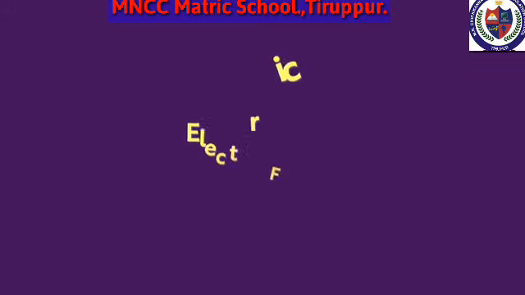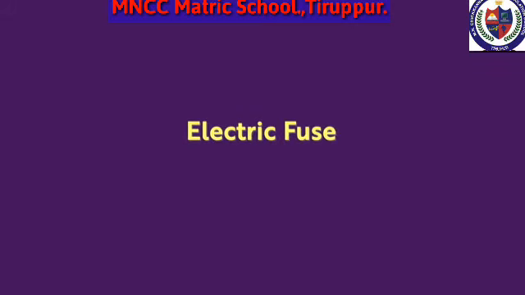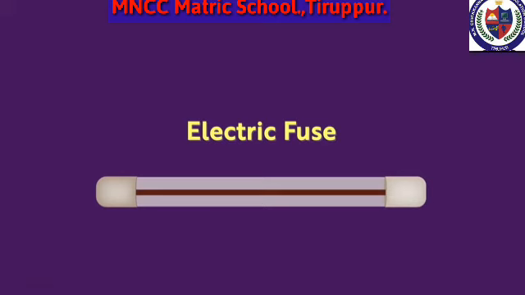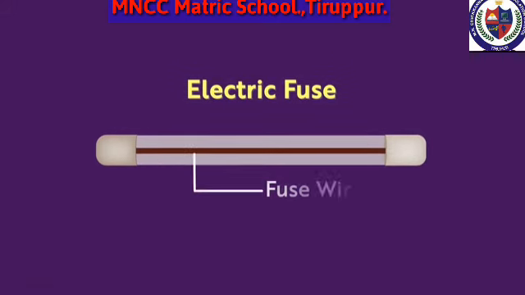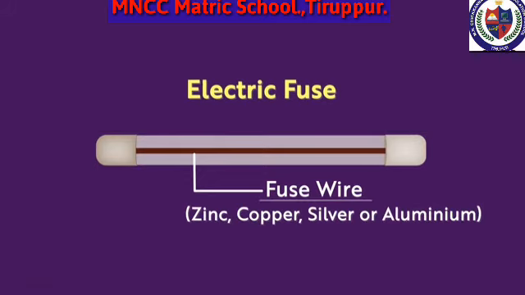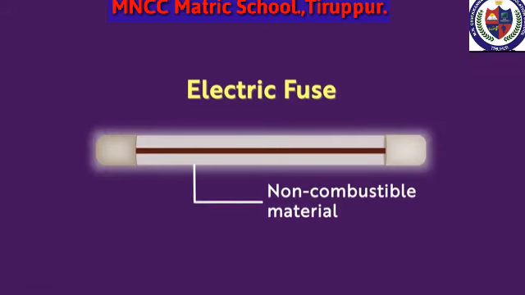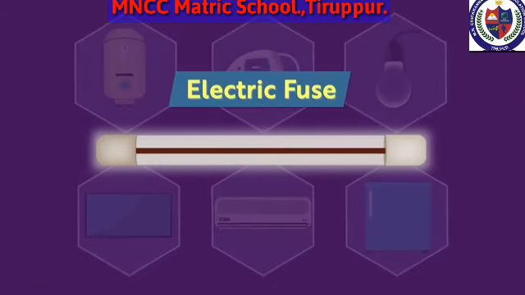So, is there any way to prevent that from happening? The electric device which is used to prevent this is called an electric fuse. While it comes in many shapes and sizes, this is what it generally looks like. It has a fuse wire connected to two terminals which are made up of some metal. This wire is made up of zinc, copper, silver or aluminum. The rest of the fuse is basically made up of a non-combustible material, and it makes perfect sense too. We should make sure that the device which is used to prevent fires in other devices must not catch fire.